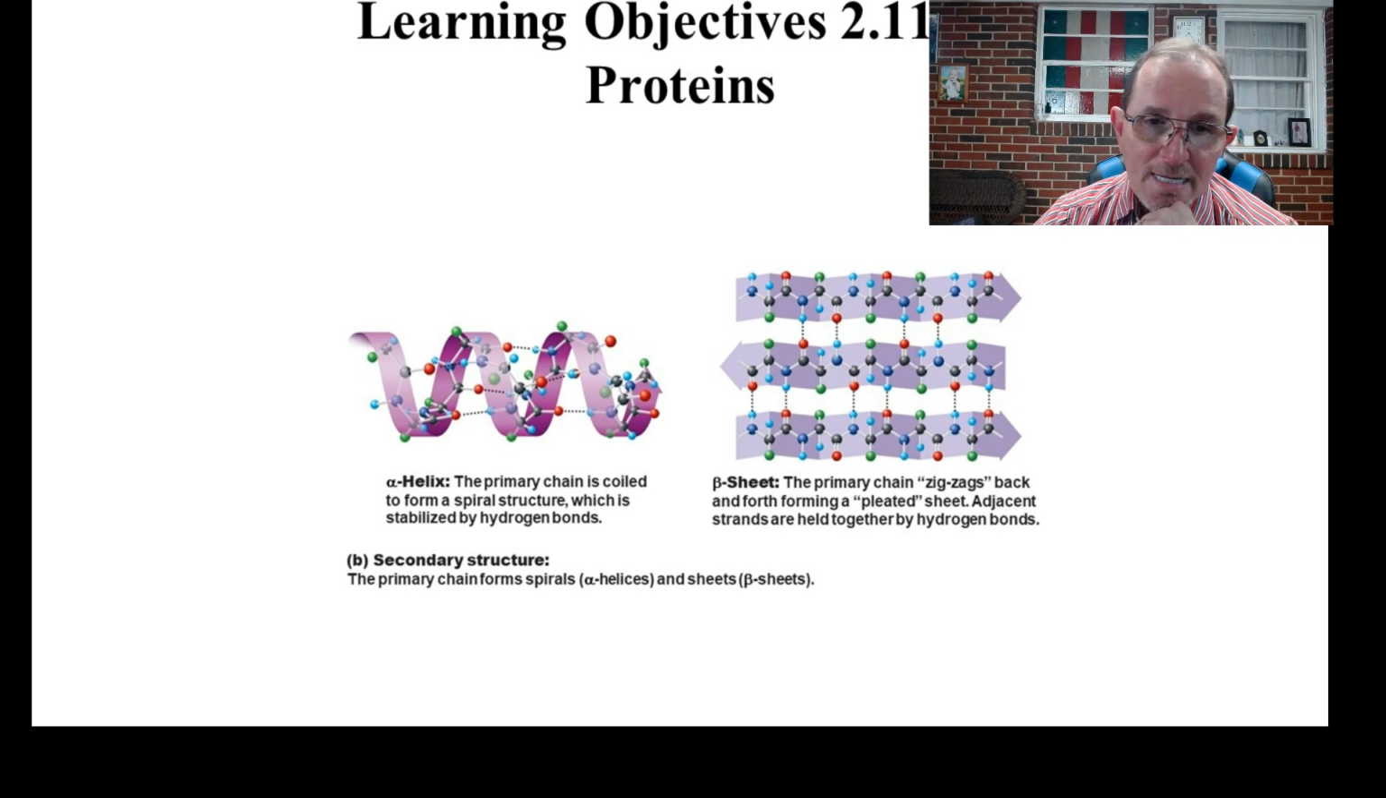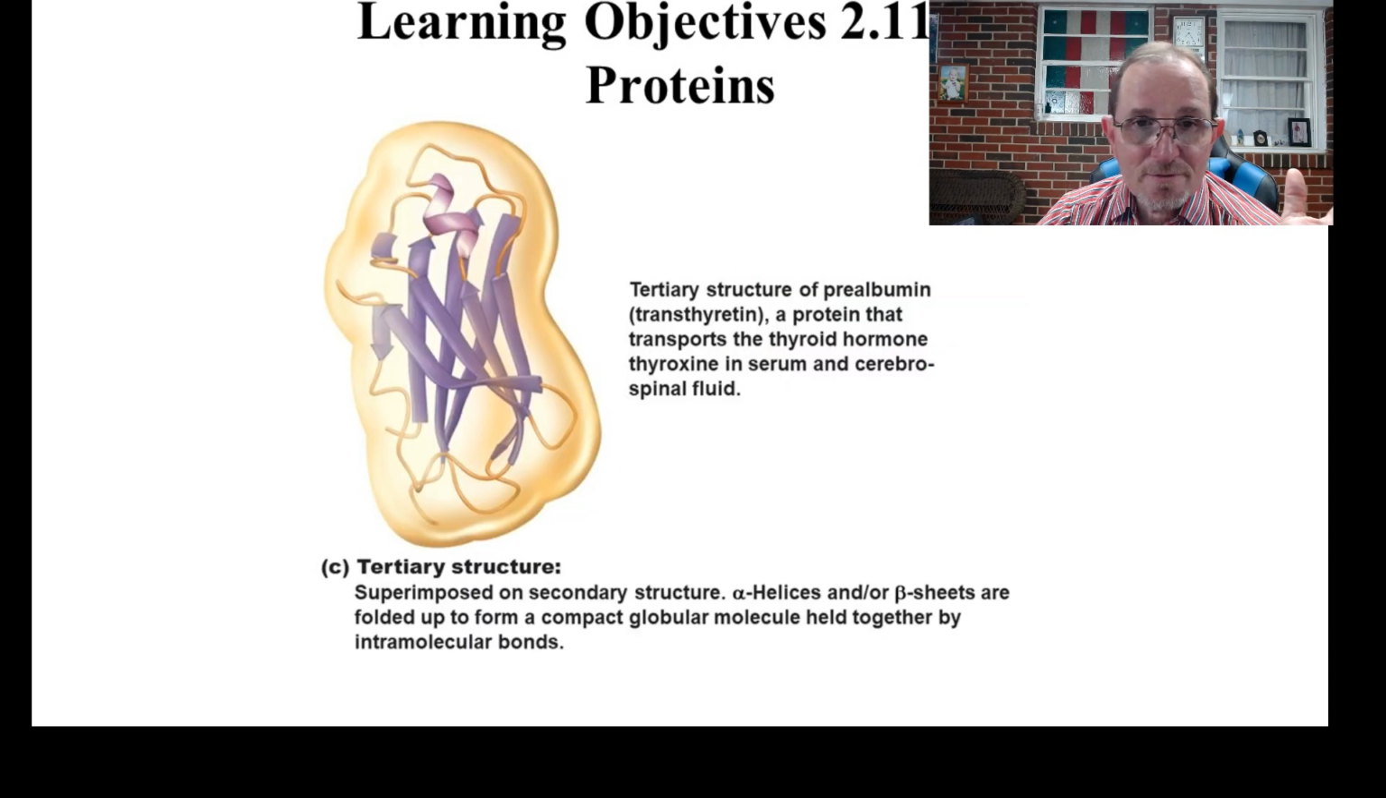Now for secondary structure, they do one of two. They make this spiral, an alpha helix, or they make this zigzag, which is a beta pleated sheet. They can have either one. Okay, let's do one more. Make it a little bit more difficult.